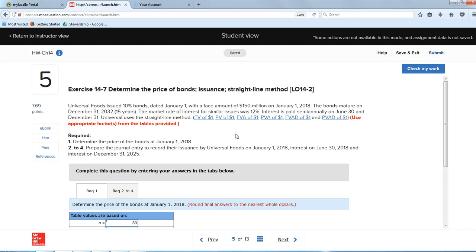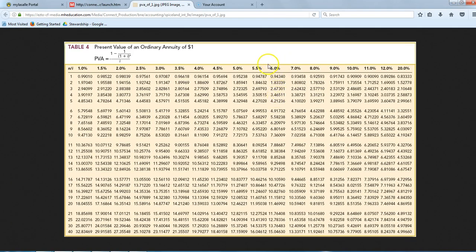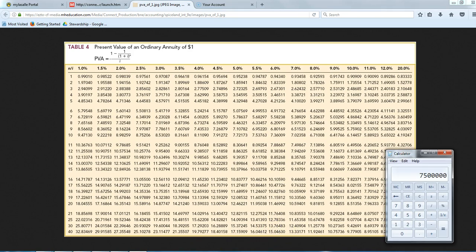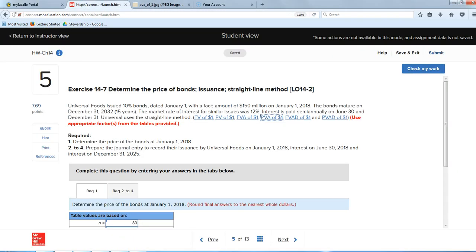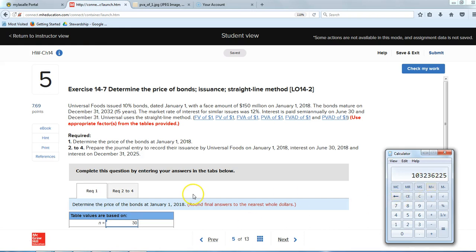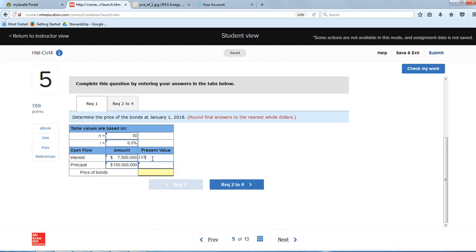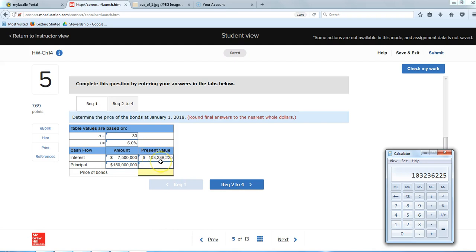To find present value of ordinary annuities, we go to table 4, present value of ordinary annuities. 6% of interest rate, 30 periods. So discounting factor for interest is 13.76483. Multiply by interest every 6 months, $7,500,000. So present value of all these interest payments is, let's check numbers, 103,236,225.